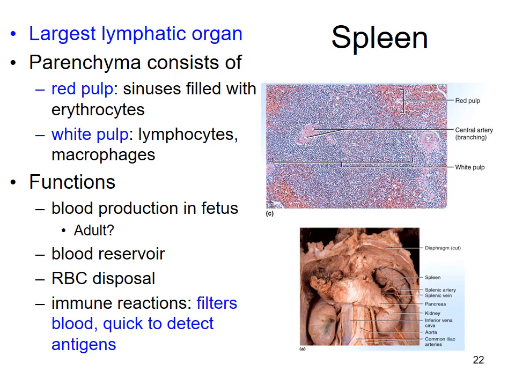We also now know that it's part of our immune system because it allows us to filter the blood to see if there's any foreign antigen. Notice how it's filtering the blood. It's not filtering the lymph, because that's only done in your lymph nodes.